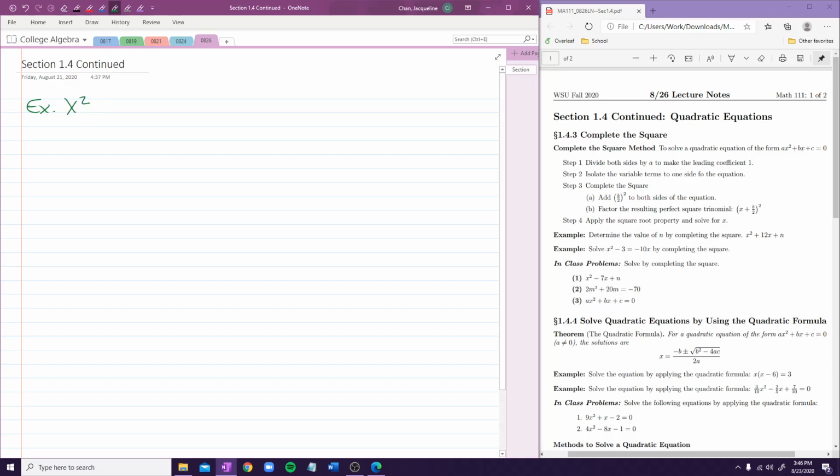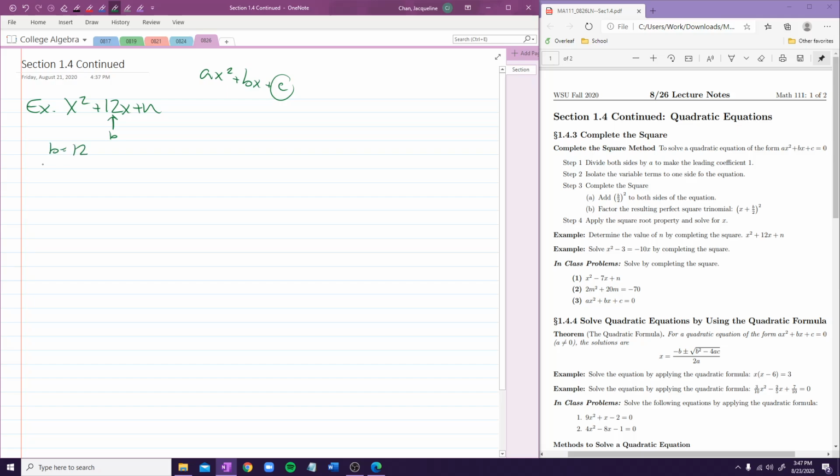So for an example, if I have x squared plus 12x plus n, we want to solve for n. So how do we do that? When you're completing the square, keep in mind this is in the form ax squared plus bx plus c. Essentially what we're looking for is what c is. So we're taking this b. In this case, b is equal to 12.